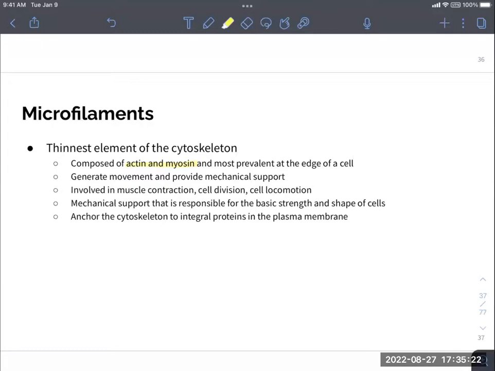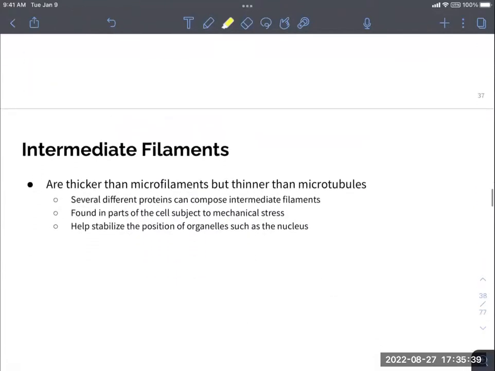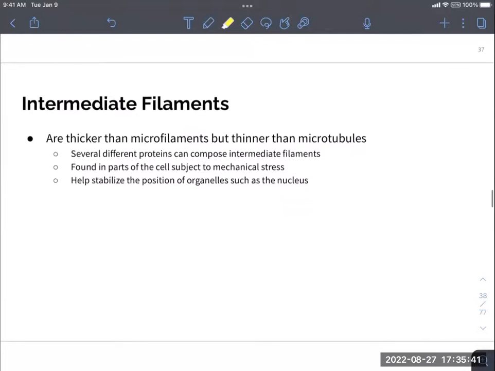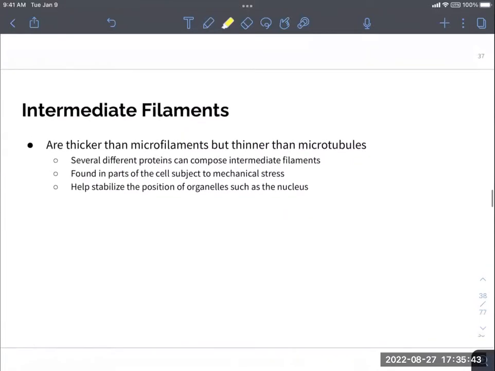It provides nice mechanical support for the cell, and it could be responsible for the basic strength and shape of the cell. It helps to anchor that cytoskeleton to the proteins that are in that membrane. The microfilaments have a lot of jobs. We have intermediate filaments as well. Those are thicker than the microfilaments, but they're thinner than the microtubules. That's why they're intermediate. They're in between.